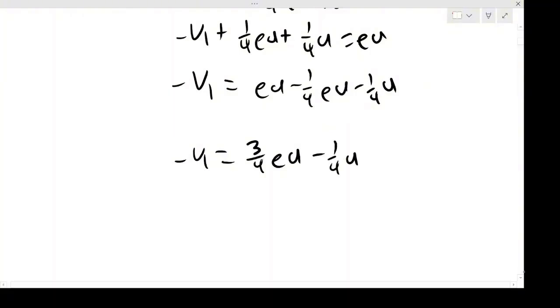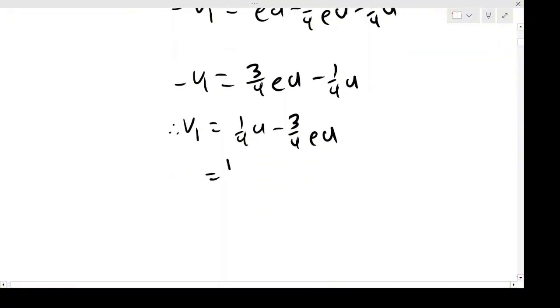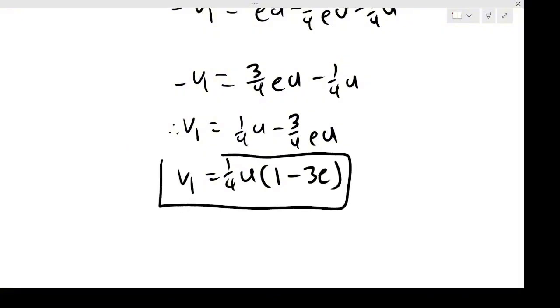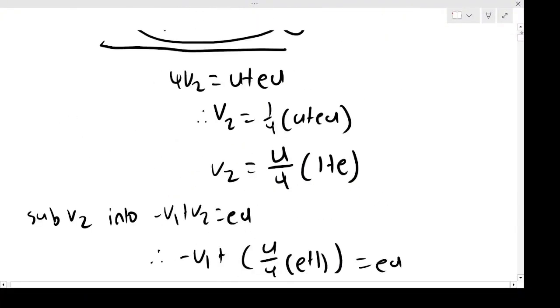Okay, and so lastly, I can just flip the negative. So v1 is a quarter u minus 3/4 eu. And I can also factor a quarter u out, a common factor. So that would be a quarter u of 1 minus 3e. And that is my expression for v1. Okay, hopefully you're happy with that. Make sure you go step by step and you're comfortable with all the algebra here.